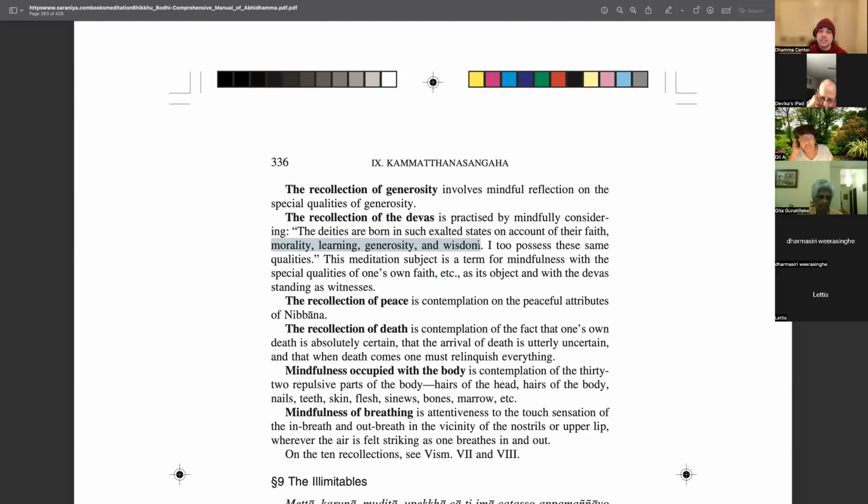Any questions? Yes, dear. Bhante, would you say shakti is like confidence, that you have developed a confidence without the mana?